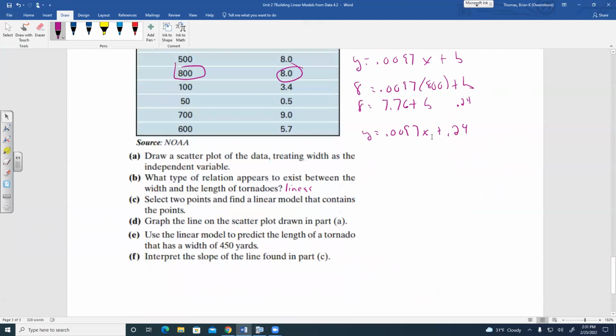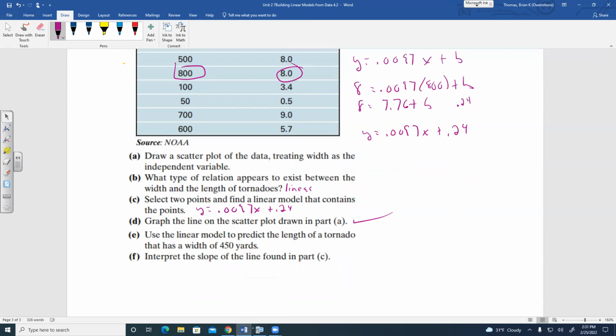So we selected 2 points and we did this. So y equals 0.0097x plus 0.24. So I graphed the line on the scatter plot. That looked okay. Now we want to use the linear model to predict the length of the tornado that has a width of 450 yards.